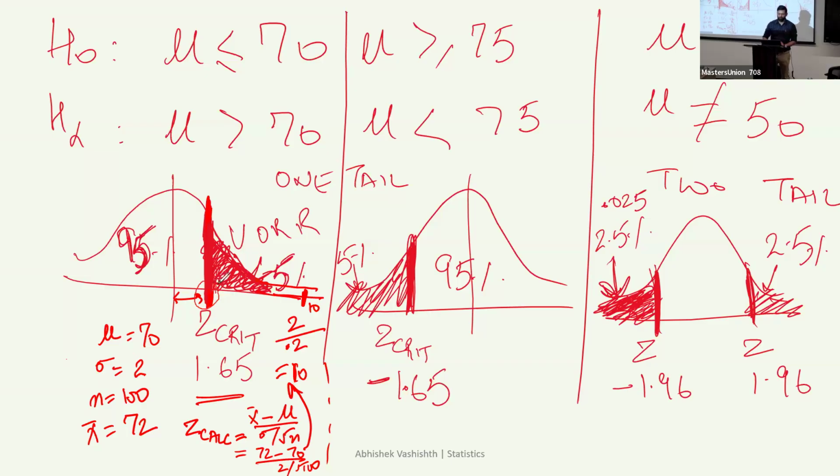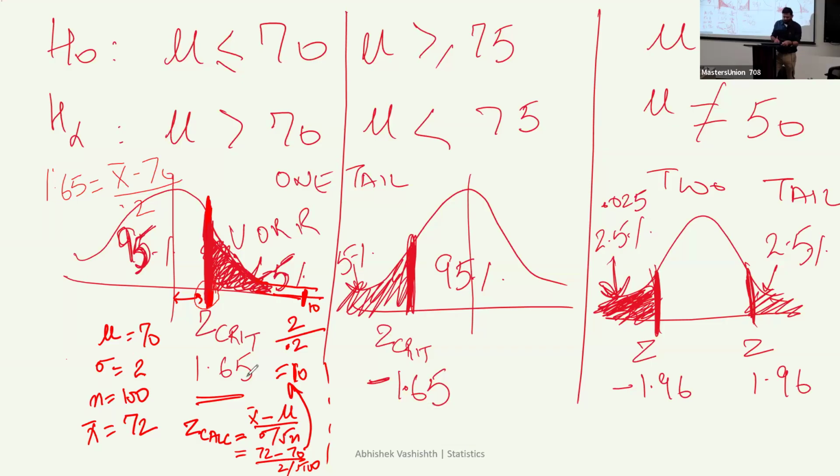How do I find out this value with respect to Z critical? See, Z critical is 1.65. I can put 1.65. So I can say Z is given 1.65. 1.65 is equal to X bar minus mu. I want to find out the X bar value. X bar minus mu, which is 70, upon sigma by root n. Sigma is 2, root n is 100, so it will be 0.2.